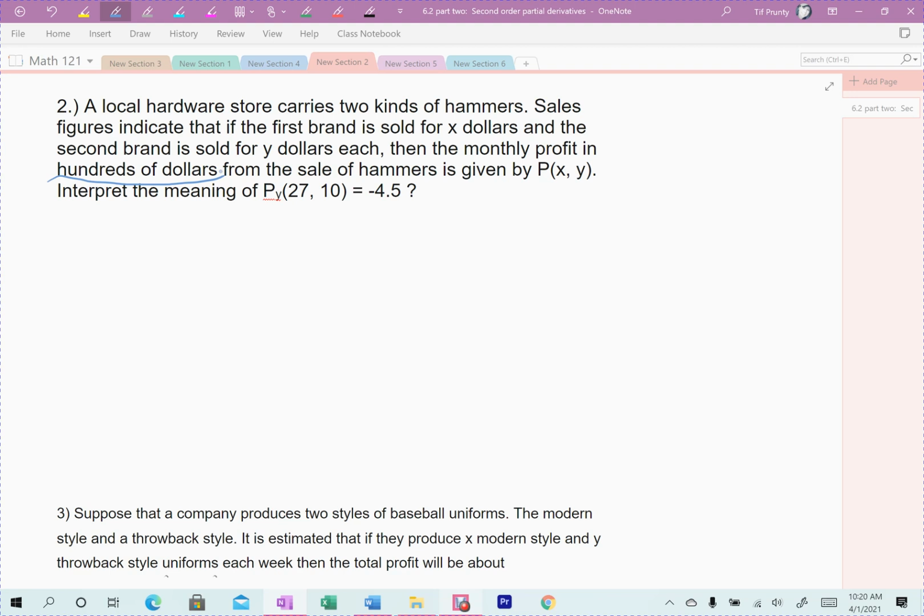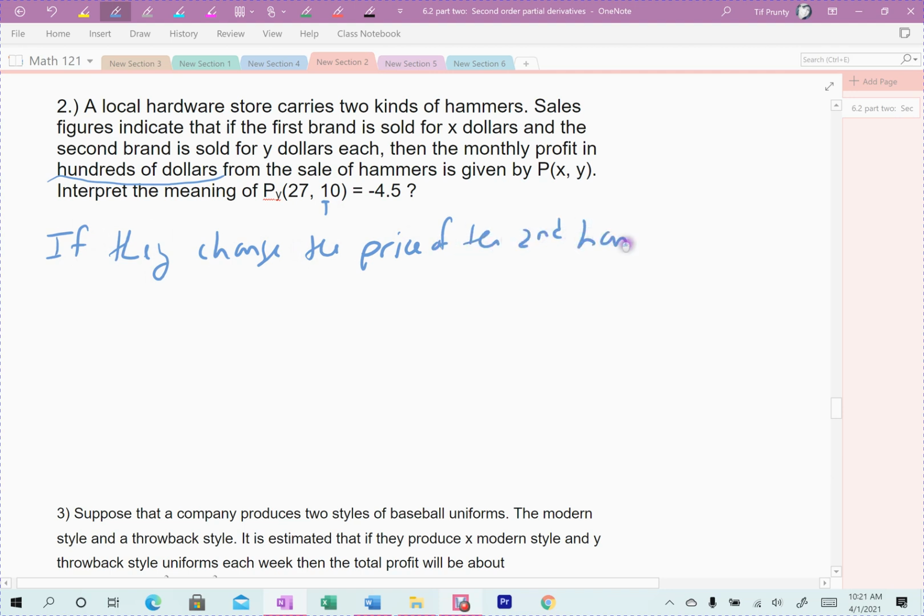Alright, so what is that telling me? Alright, so first of all, what's changing? Well, the y value is changing. So what's the y value mean? So if they change the price of the second hammer specifically from, it was selling at a price of $10, so they raised the price of the second hammer. Alright, they're going to raise it from a $10 hammer to an $11 hammer. Right, that specific change.